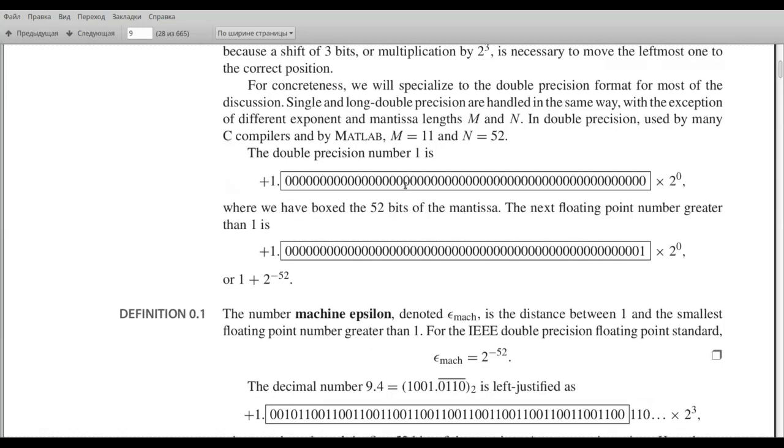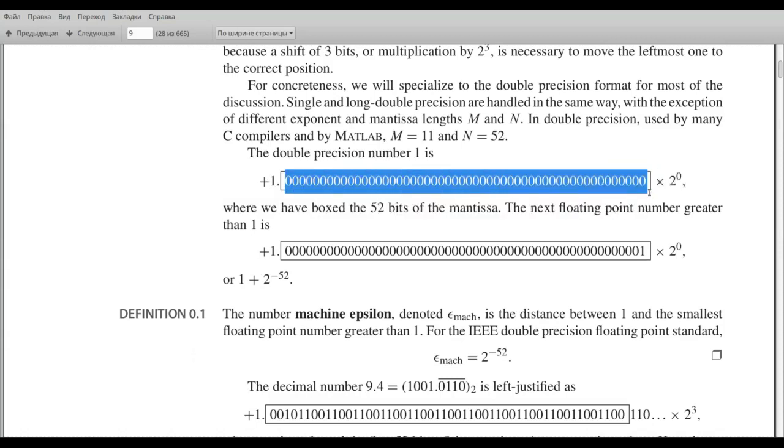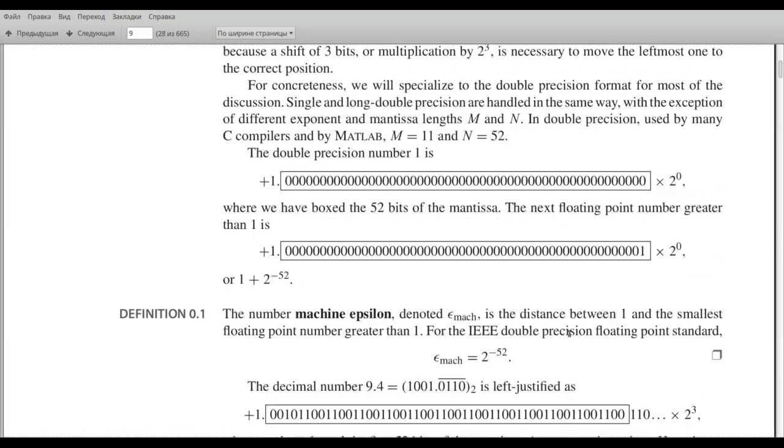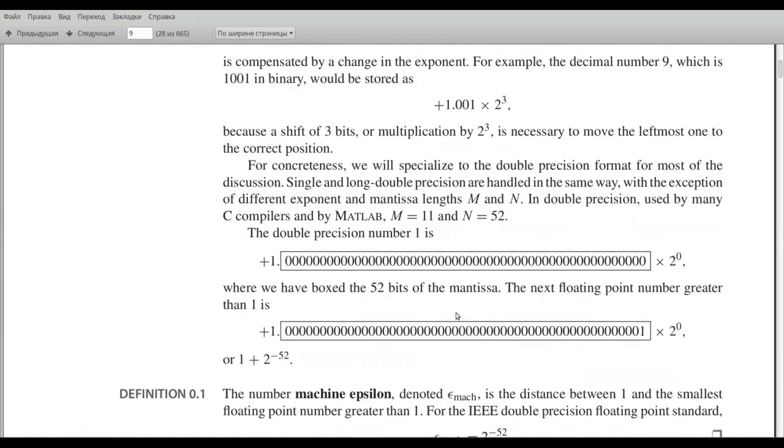Okay. Next. There is a very important concept, which explains why we are using more and more bits of mantissa when we increase precision: single, double, long double. You see, mostly we are spending this increased storage increasing the number of bits in the mantissa. And now you will understand why it's so important.